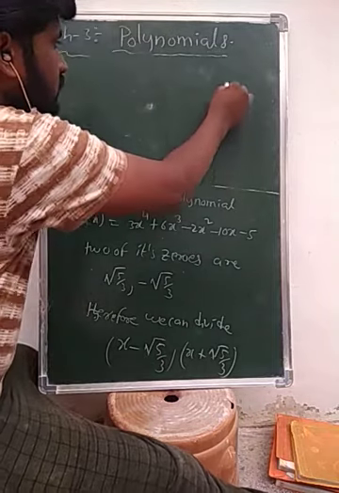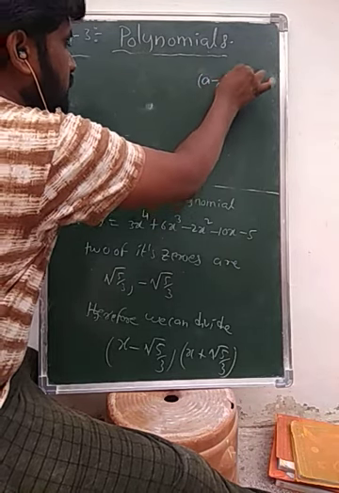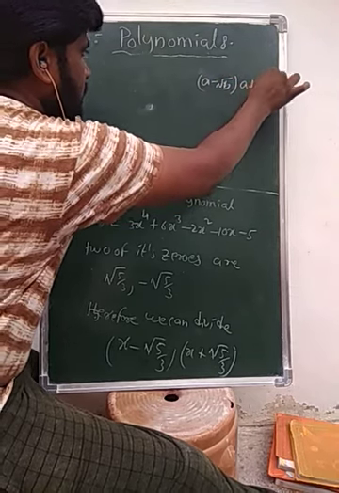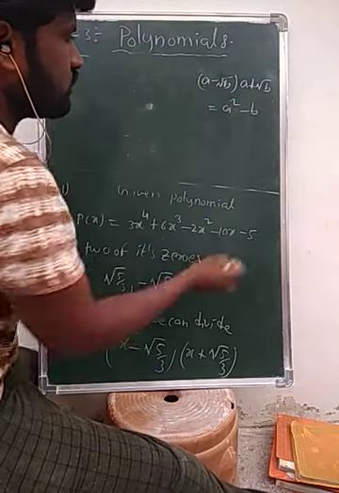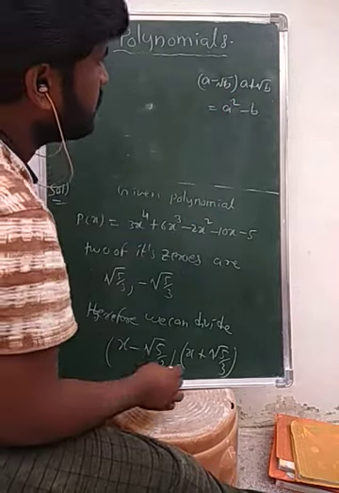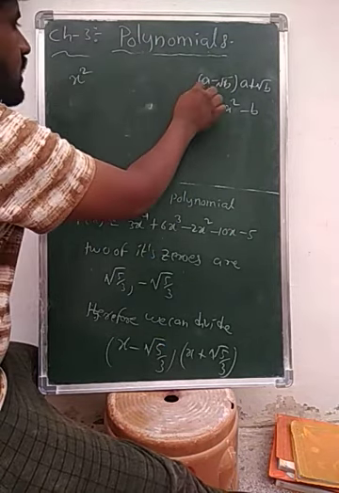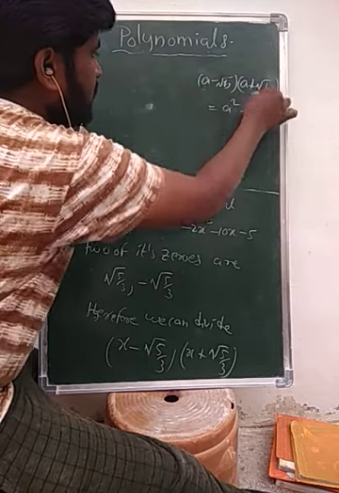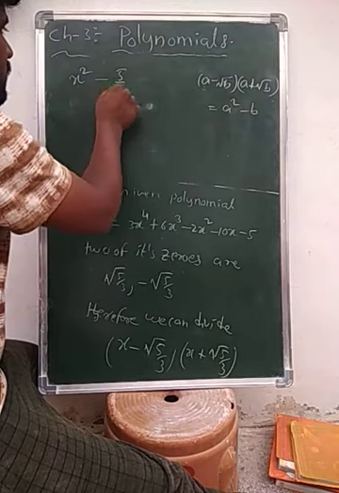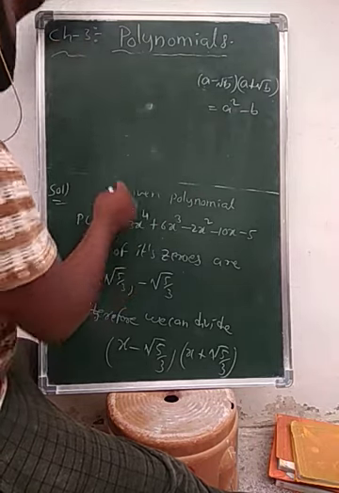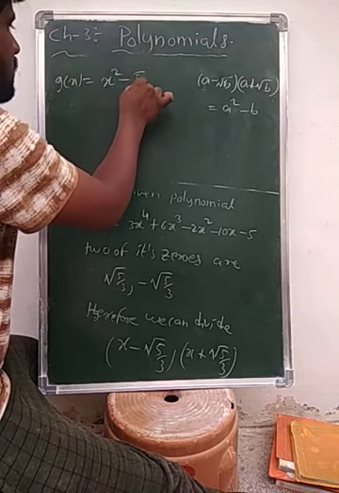It is in the form of a minus root b into a plus root b. Then we can write it as a square minus b. By using this form, a minus root b into a plus root b, that is a square minus b, means x square minus 5 by 3. Okay, now what is the divisor? So we get the divisor g of x is equal to x square minus 5 by 3.